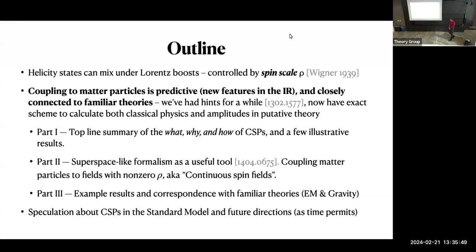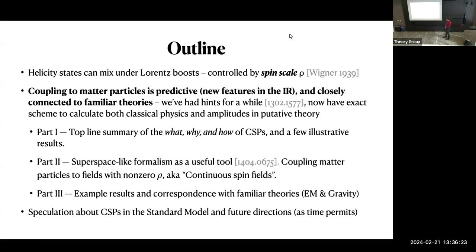At a high level, the tidbits of physics that I want to explain in this talk are that in general, in a Lorentz-invariant theory, helicity polarizations can mix under boosts. Normally, we assume that doesn't happen, but that does not follow from Lorentz invariance alone. That mixing is controlled by a spin scale. This has been known for a very long time, so I'll review that. And where we're at now is shedding light on the question of whether fundamental particles with this property can interact at all. So I'm going to break this talk into three parts.